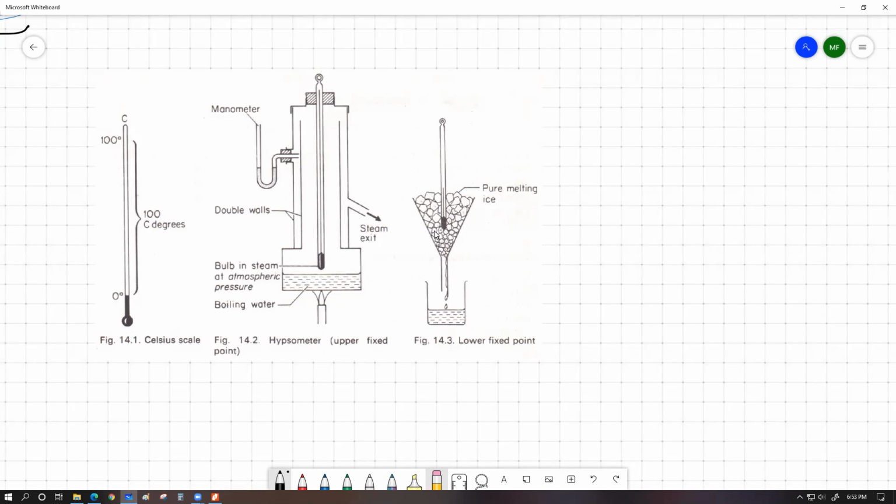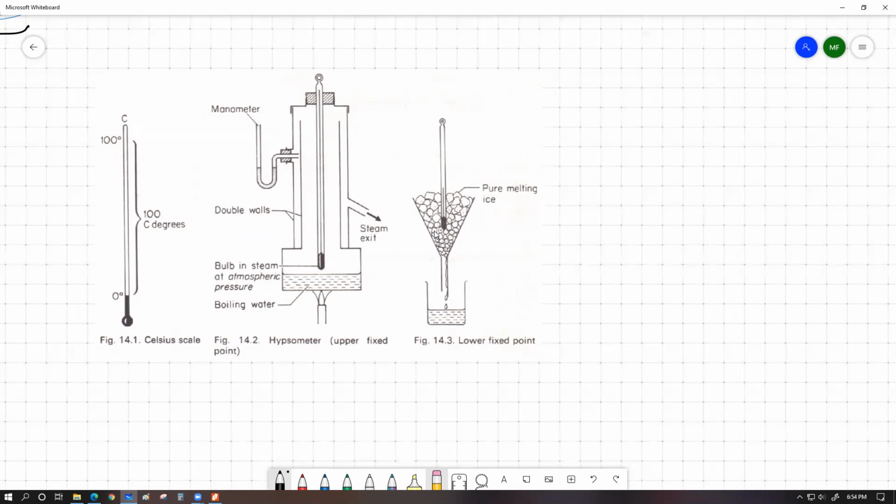So here's the definition for ice point. Hear me out. The melting temperature of pure ice under 1 atmospheric pressure is the ice point. I'll go again. The melting temperature of pure ice under 1 atmospheric pressure is the ice point. And the steam point is defined in the same way. The boiling temperature of pure water under 1 atmospheric pressure is called the steam point.